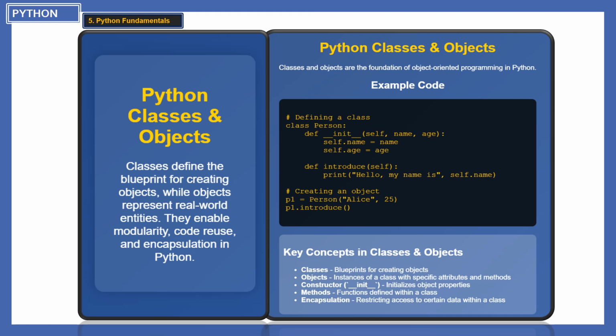Refer to the slide for code examples. Look at the slide for example code demonstrating how to define a class, create an object, and call a method in Python. Summary of classes and objects.